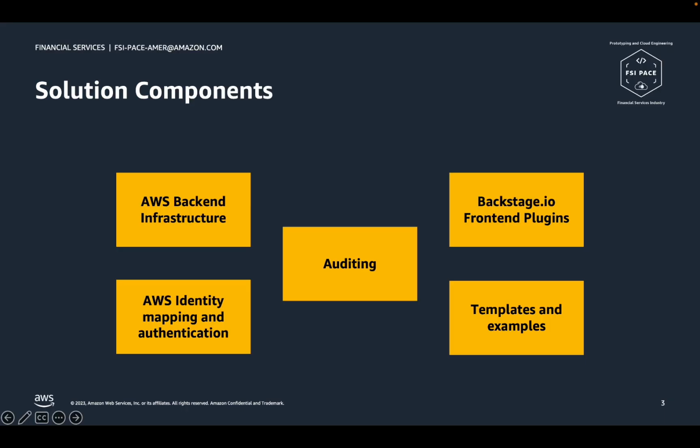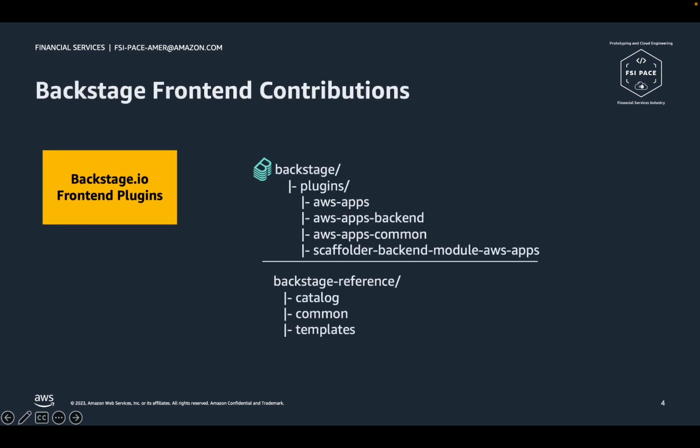As described in the introduction video, there are multiple components comprising the solution. The user experience and UI customizations are contributed through Backstage front-end plugins and leverage Backstage's extensible platform. This is the solution component that we're going to be focusing on. The solution provides four plugins. The AWS Apps plugin contains code delivering UI cards for AWS application information and management. When we walk through a demo, we'll see exactly how these UI components are surfaced in the application.